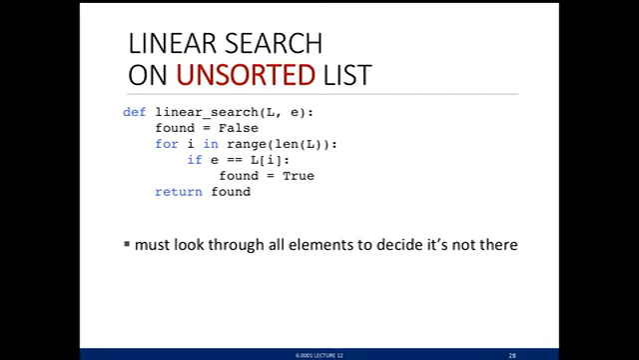I'm going to set a flag initially to false, and then I'm going to loop for i from 0 up to the length of L. I'm going to use that to index into the list, pull out each element of the list in turn, and check to see is it the thing I'm looking for. As soon as I find it, I'm going to set the flag to true. Okay? So that when I return out of the loop, I can just return found. And if I found it, it'll be true. If I never found it, found will still be false, and I'll return it.